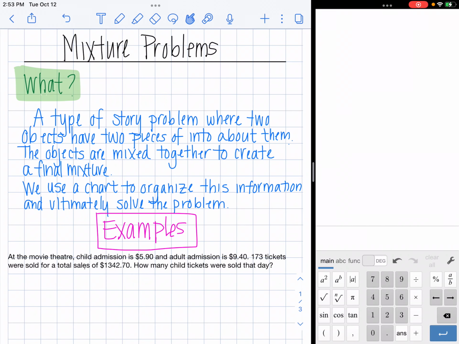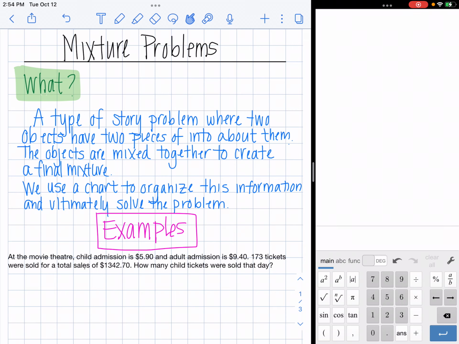Hi there! In this video, we are going to learn about mixture problems. So what are mixture problems? They're a type of story problem where we have two objects and they're given two pieces of information about both of those objects. And what we're going to do is take our two original objects, mix them together, and create some final new product of which we're trying to find some information about, or one or two of the initial objects that they give us.